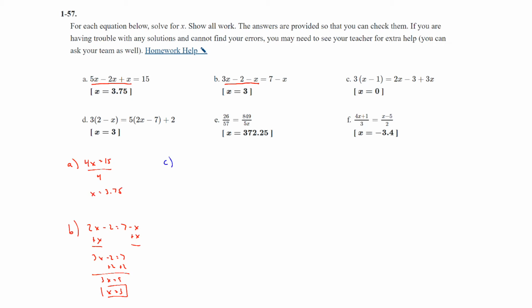Next, C. I'm going to go ahead and distribute 3x minus 3, and then I'm going to combine my like terms on the right side. So that would be 5x minus 3. Then we'll solve by getting variable term on one side and the constant on the other. So, as always, it doesn't matter the order that you solve the equation. Just make sure you're using your inverse operations to solve. So it looks like we're going to get x equals 0.